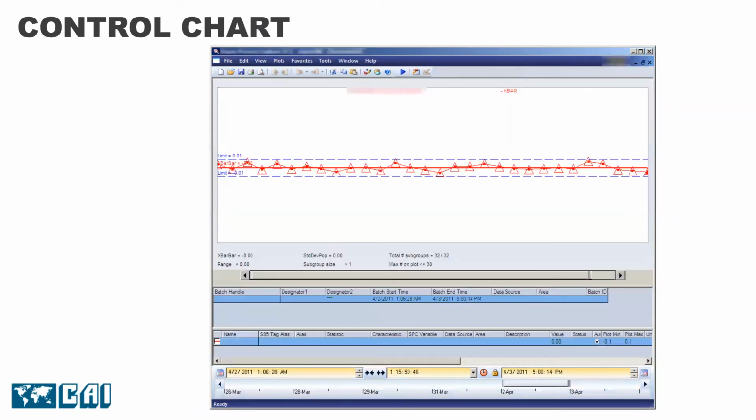This is an example of an X-bar chart. An X-bar chart is a type of statistical control chart. It differs from a run chart in that it has statistical control limits, upper and lower limits, which are statistically calculations. These upper and lower limits act as visual references for determining if the process is operating within limits.